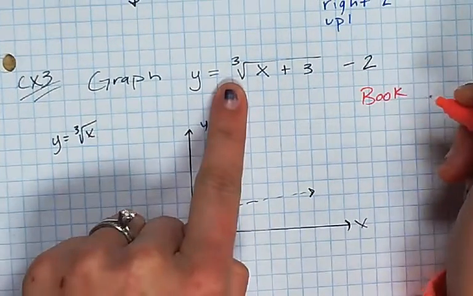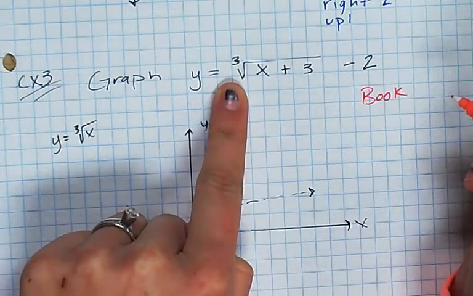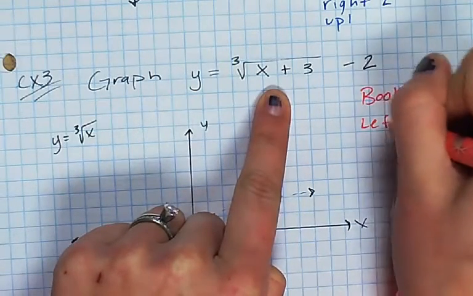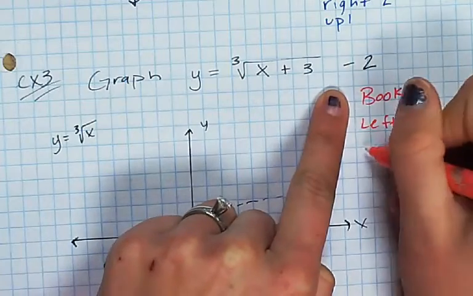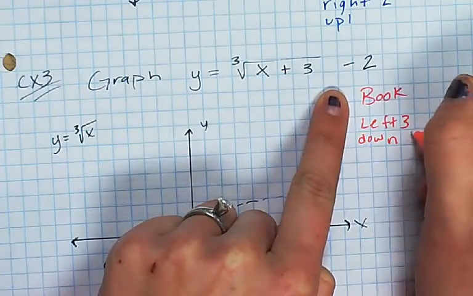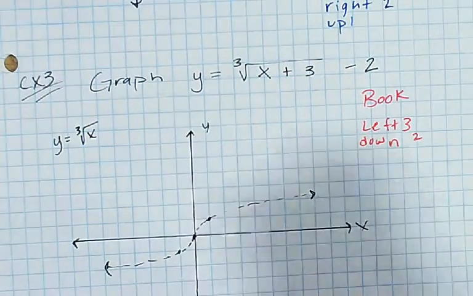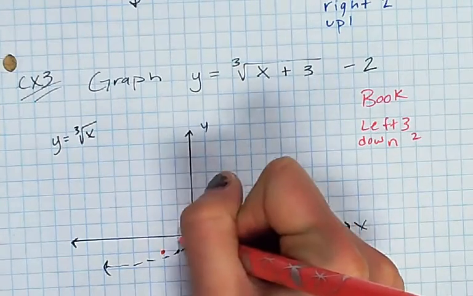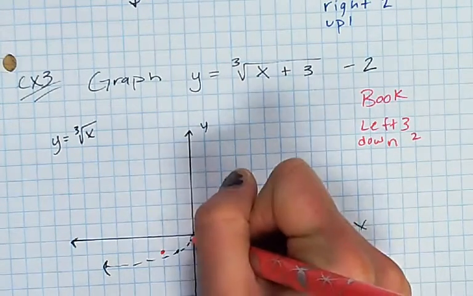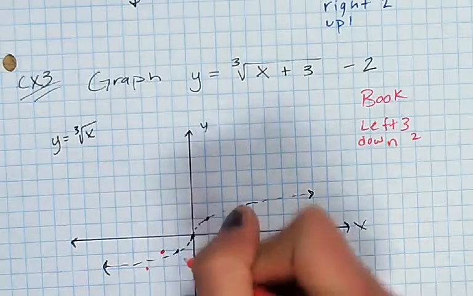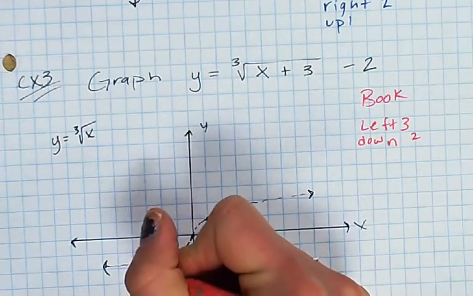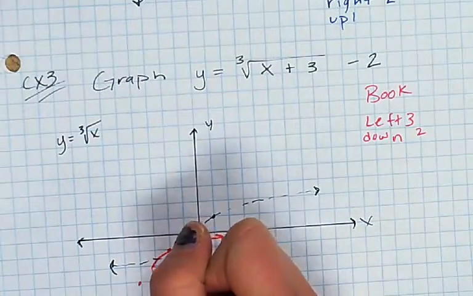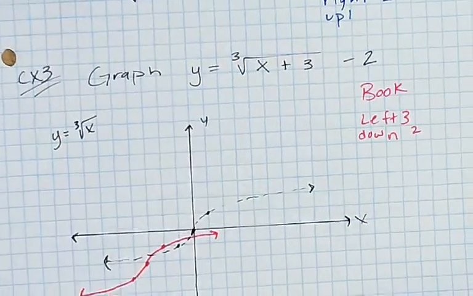Okay, so now there is no number in the front, so we don't have to worry about stretching, shrinking, or reflecting. Opposite of the inside means I'm going to go left 3. Exactly the outside means I'm going to go down 2. So all 3 of these points are going to go left 1, 2, 3, down 2, and left 1, 2, 3, down 2. And again, start from the middle, like so.